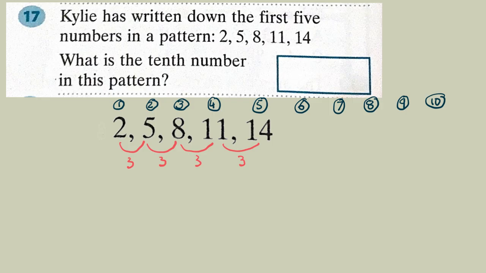So 14 plus 3 will give me 17. And 17 plus 3 gives me 20. 20 plus 3 gives me 23. 23 plus 3 gives me 26. And 26 plus 3 gives me 29. And that would be my 10th number.